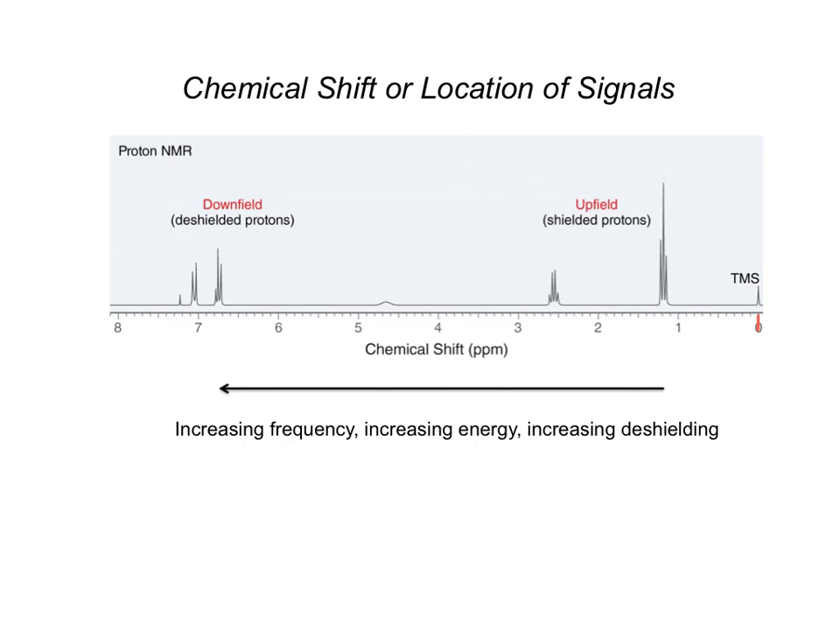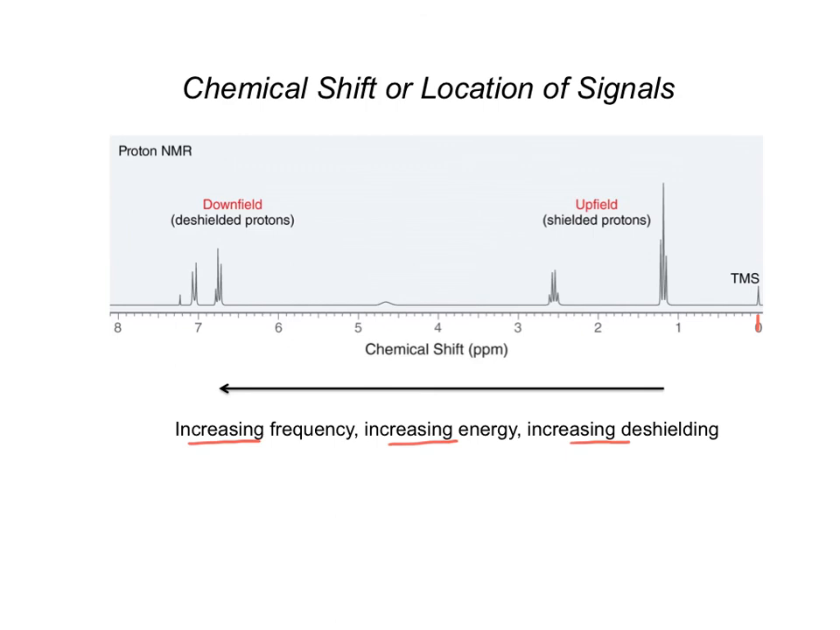As we go from right to left, we're increasing our chemical shift. That means we're increasing our frequency, which means we're increasing our energy, which means we're increasing our deshielding. The more deshielded a proton is, the stronger the magnetic field that it feels. The larger the energy difference, the higher the frequency. Again, going from right to left, we're increasing frequency, increasing energy, and increasing deshielding.